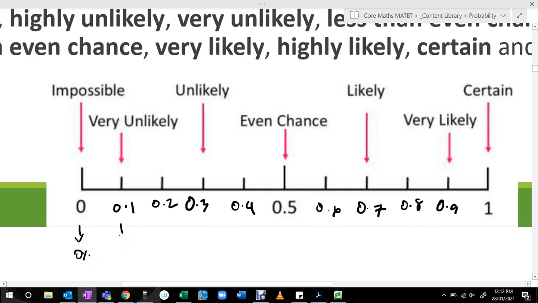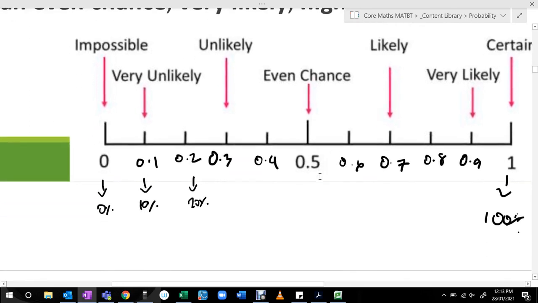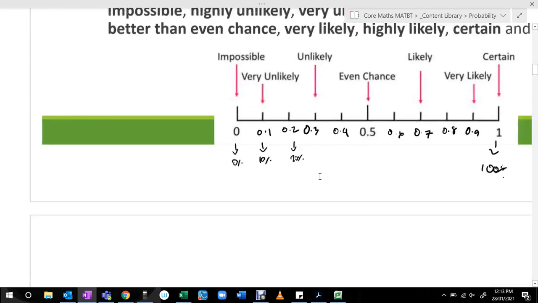What would 0.1 mean? Anyone know? It would be 10%. What do you think the next one might be? 20%. So 0.2 would be 20%. You can keep going all the way till you get to 100%, which would be that one. So pretty straightforward. That's our probability scale there. Okay, let's keep going.